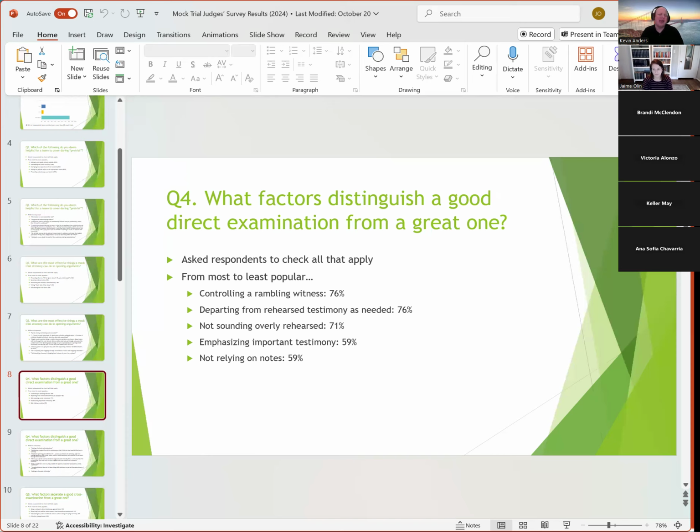That will allow you to gain more points than if you just let a key piece of evidence go by unhighlighted, and not relying on notes. It's also pretty important.